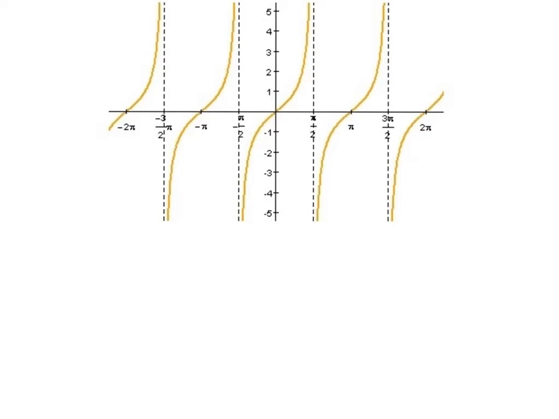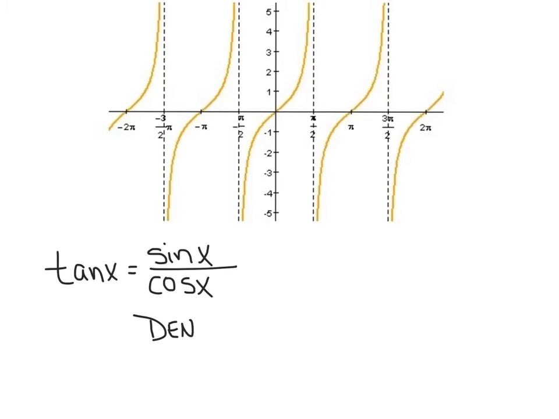Remember when we did the unit circle, we said that the tangent of some angle x is defined as the sine of x divided by the cosine of x. Well, remember how your denominator is not allowed to equal 0? If it was equal to 0, that would cause the fraction to be undefined. That's exactly what we're going to focus on. We're going to ask ourselves, when is the cosine of x equal to 0?